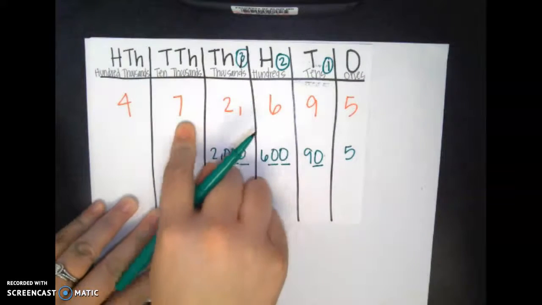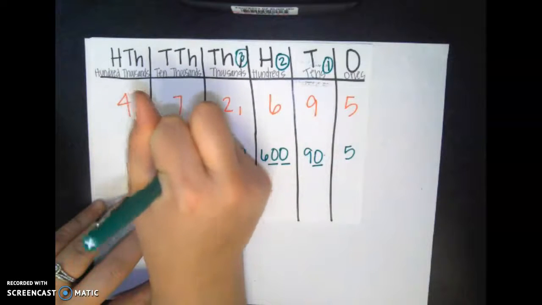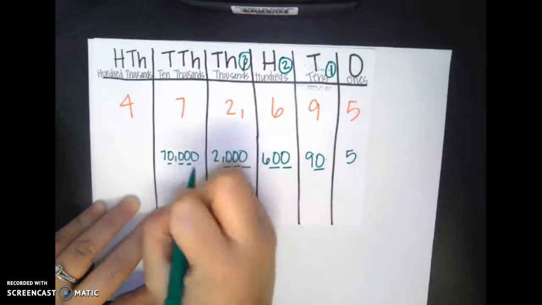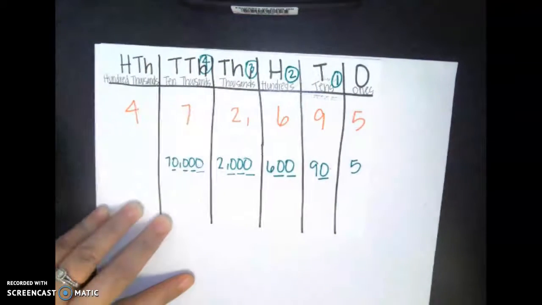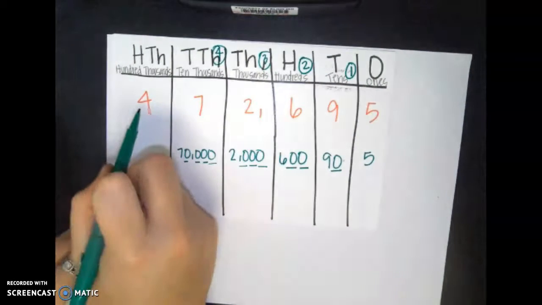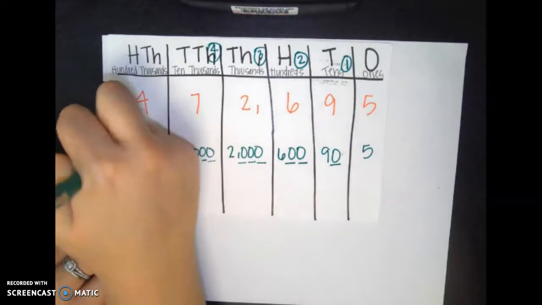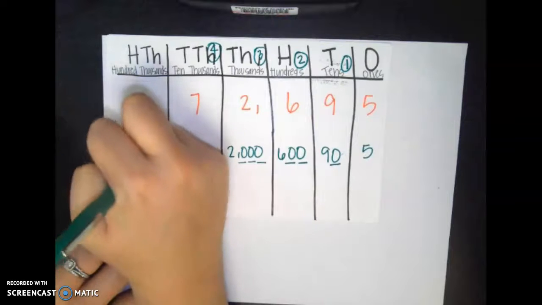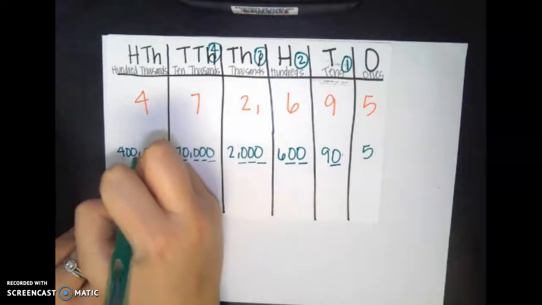This is my 10,000. So I have 70,000. 1, 2, 3, 4. So I have 4 zeros. And then I have 4 in my 100,000. So I have 400,000. And how many zeros? 1, 2, 3, 4, 5.